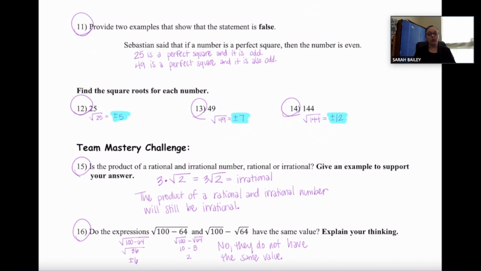Great. So number 11, I had to just provide 2 examples. Your examples may not have been the same as mine. For 15, again, your example in number 15 may not have been the same as mine. For problem 16, however, you should have shown work, and you should have the same answer. They would not be the same value.